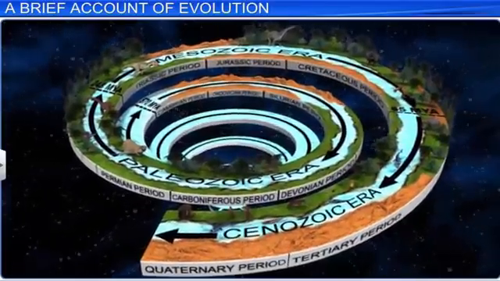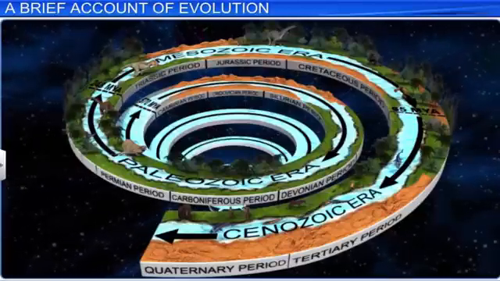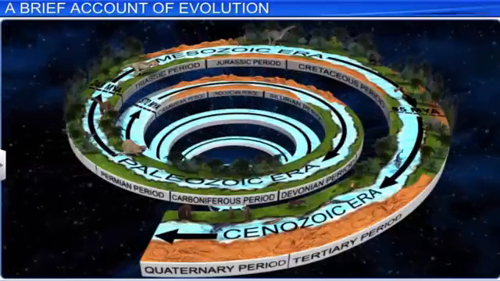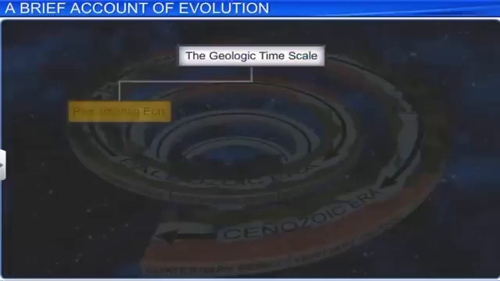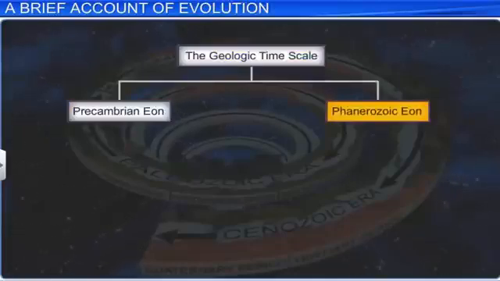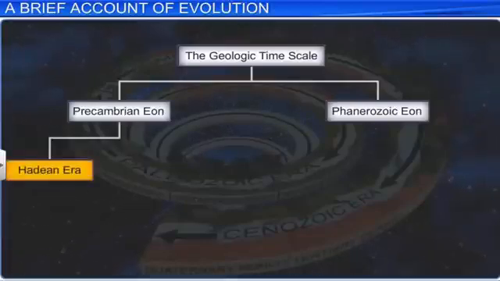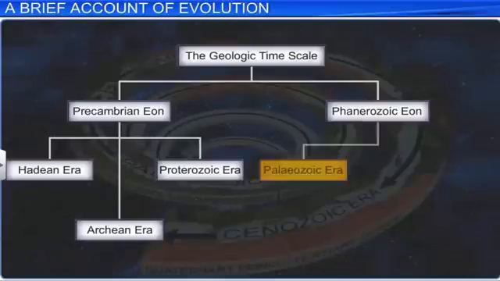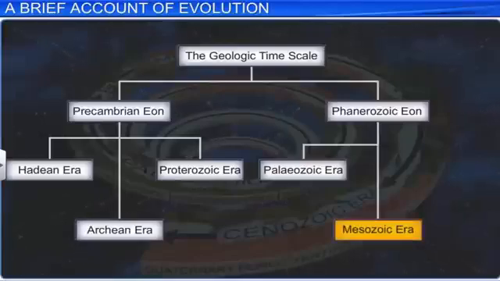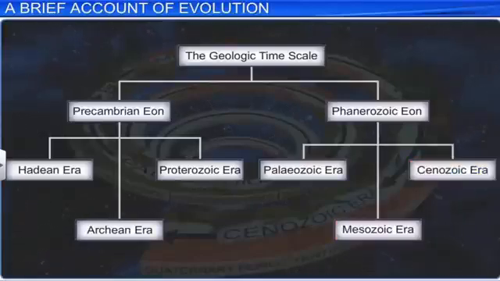Let's look at the geological timescale to understand which different events occurred at what time in the history of the Earth. The geologic timescale is divided into two eons: Precambrian and Phanerozoic. The Precambrian eon is divided into Hadean, Archean and Proterozoic eras, while the Phanerozoic eon is divided into Paleozoic, Mesozoic and Cenozoic eras. Different life forms evolved in the three eras of the Phanerozoic eon.